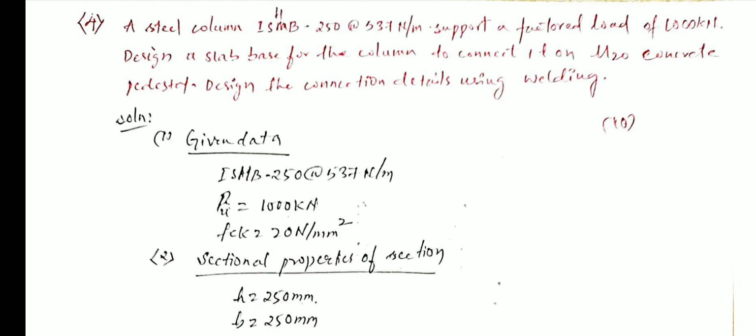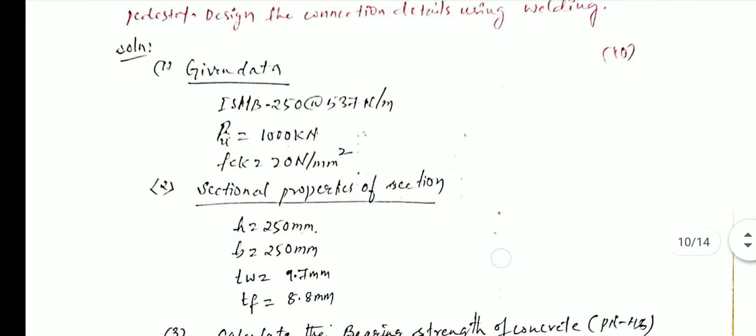We need the sectional properties of the column by referring to the steel table. What are the things you require? You already know the steel table, you have referred to it many times. For the I section we require only H, B, TW and TF. B is the width of the flange, indicated by BF or by B. The page number may differ for different steel tables, so you refer to your steel table and note down the page number, or refer to SP6 for this page number.